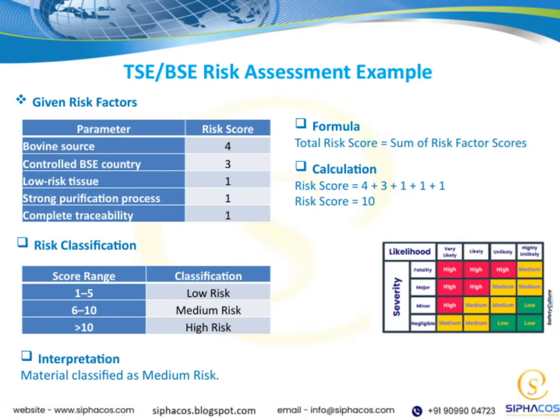Let's take a closer look at how we interpret risk in this example. The total risk score comes from adding up individual risk factors. Here, that adds up to 10. According to our scale, a score between 6 and 10 places the material in the medium risk category. We can see how each factor contributes. The bovine source scores 4, the controlled BSE country 3, and the other factors add smaller amounts. This method helps us make clear, consistent decisions about risk levels.